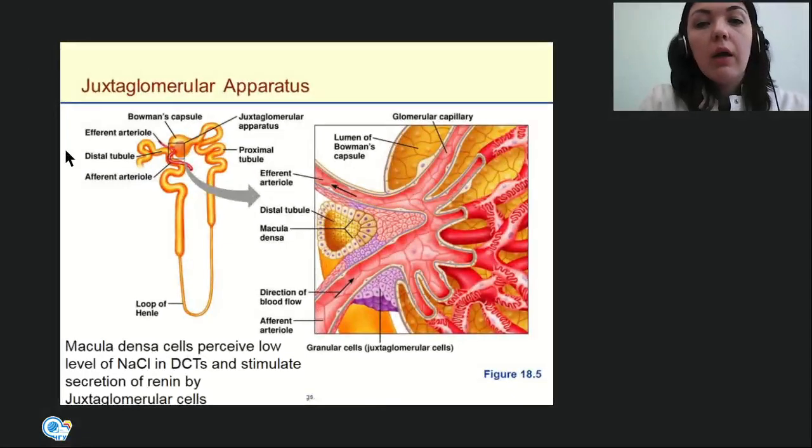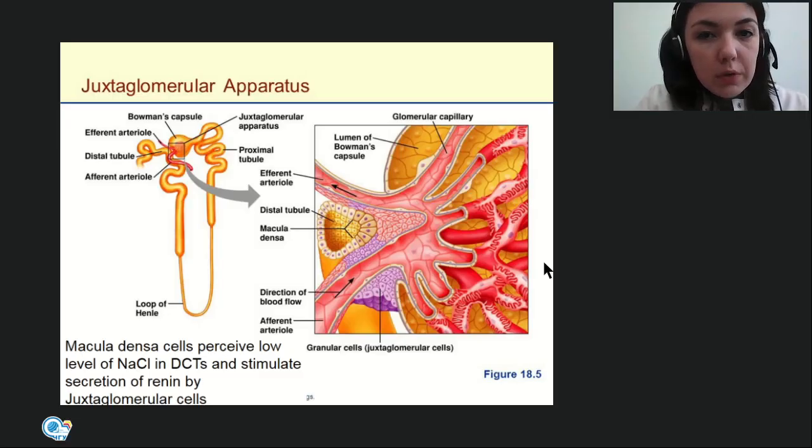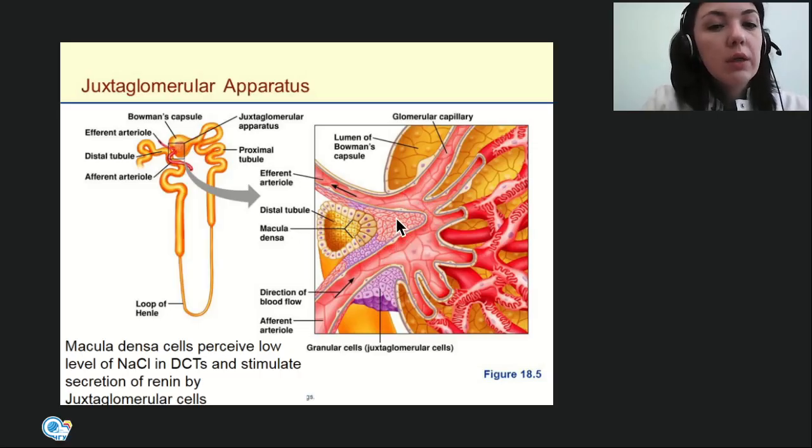Okay. Yes, we forgot to say about the juxtaglomerular apparatus. It is a special endocrine part of the kidney that is located between afferent and efferent arterioles. There is first of all the macula densa that perceives a lower level of sodium chloride in the distal convoluted tubules and stimulates secretion of renin by juxtaglomerular cells. Juxtaglomerular cells are located also here, close to the afferent arteriole.